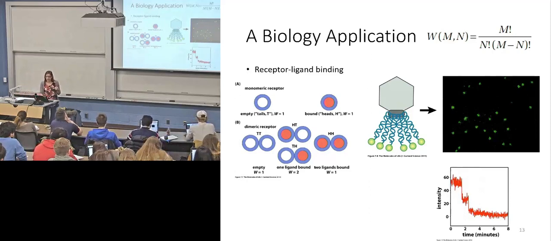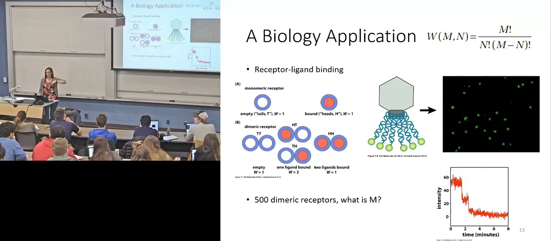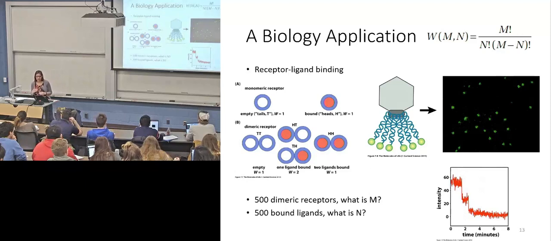So let's say I have 500 dimeric receptors, and I want to calculate multiplicity. What is my capital M? I have 1 vote for 500. Anyone else agree or disagree? I have 1,000. Who says 500? Who says 1,000? Who says it's something else? Who couldn't care less? It's 1,000. I have 2 binding sites. Okay. I have 500 ligands that are bound or could be bound. What is N?